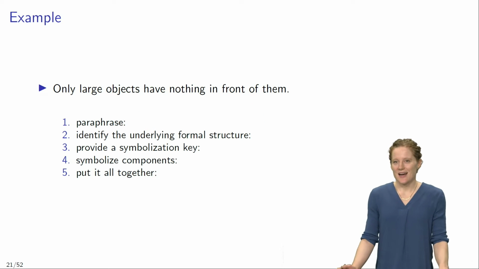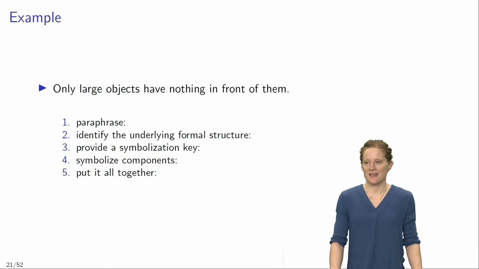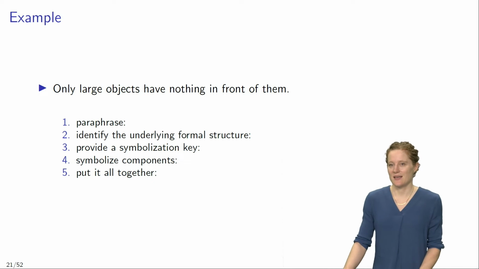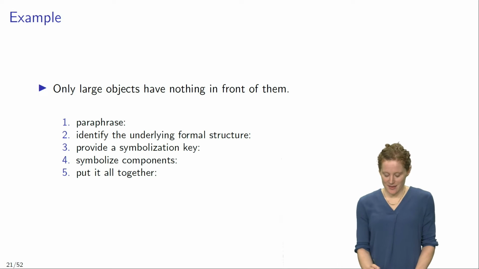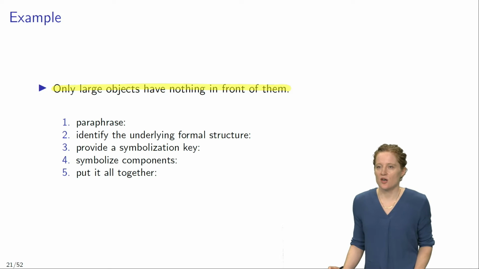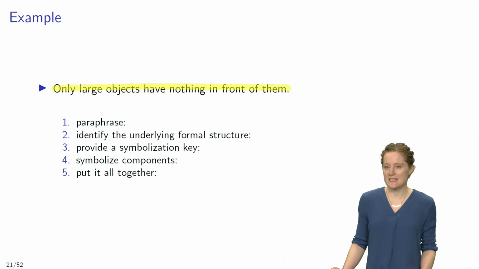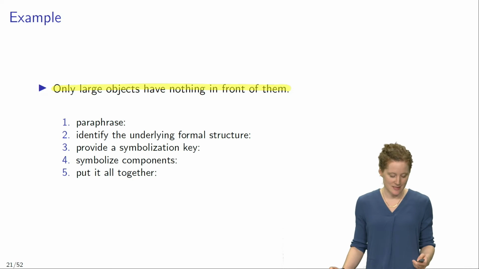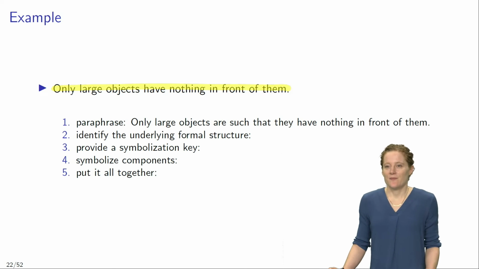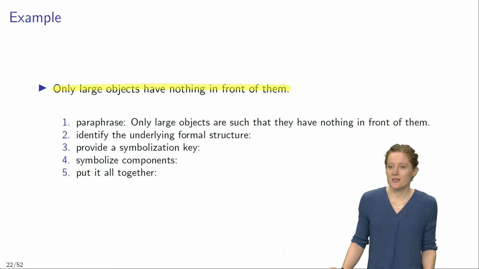Now let's think about how you can symbolize sentences that make use of multiple quantifiers in FOL. And here I'm just working with an example. The example is this sentence here. Only large objects have nothing in front of them. Now I'm going to make use of the same 5-step strategy that I used for simpler sentences. I start with a paraphrase. I'm going to paraphrase our sentence as follows. Only large objects are such that they have nothing in front of them.